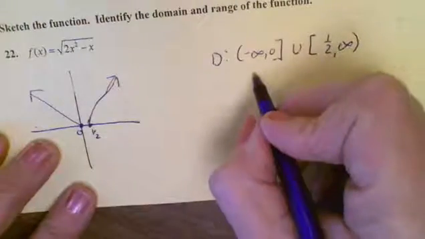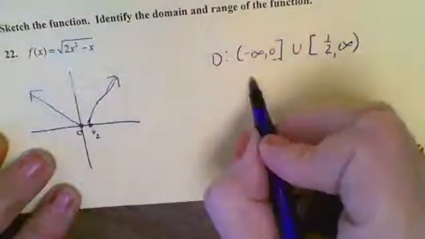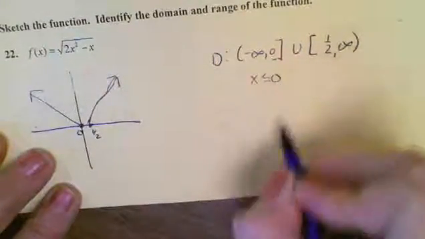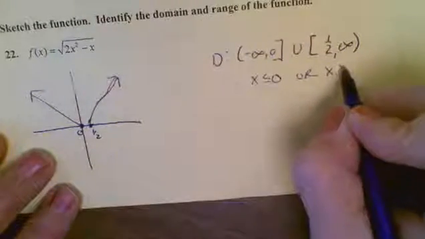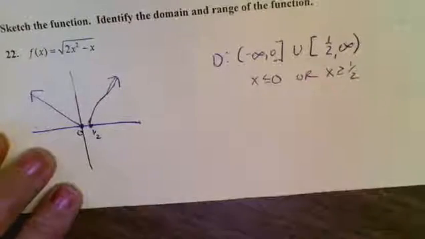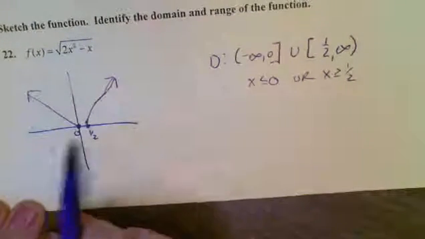If you want to write it using inequality signs, this piece would be x is less than or equal to 0, or the other piece would be x is greater than or equal to 1/2. I really don't care which way you write it. It's up to you. But that's the domain. You're thinking of the x's.